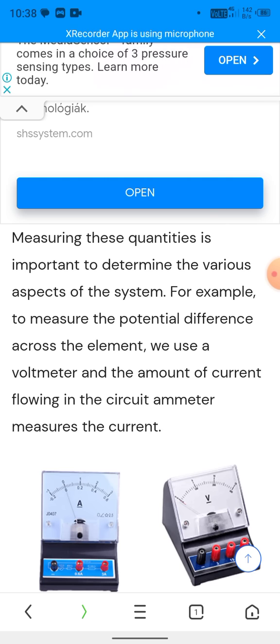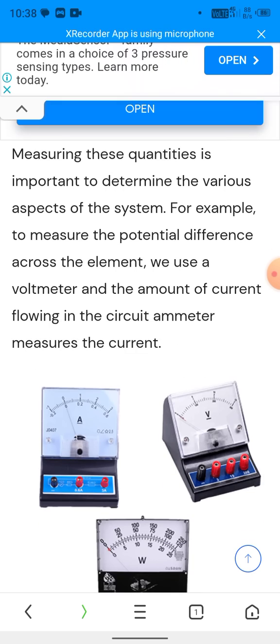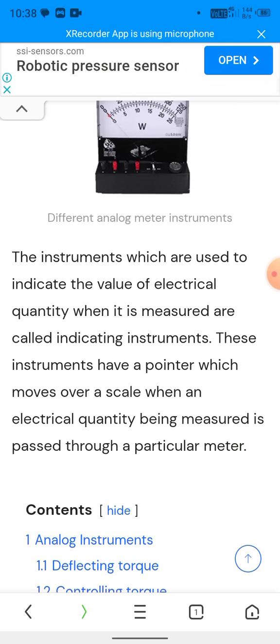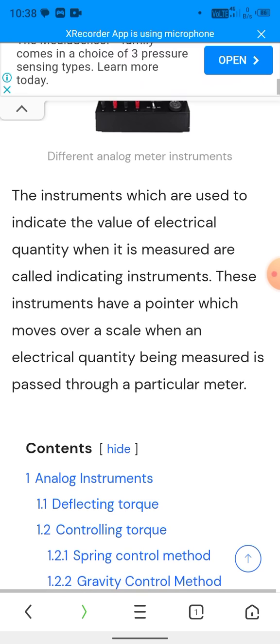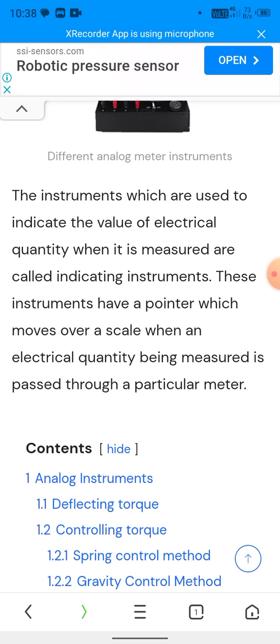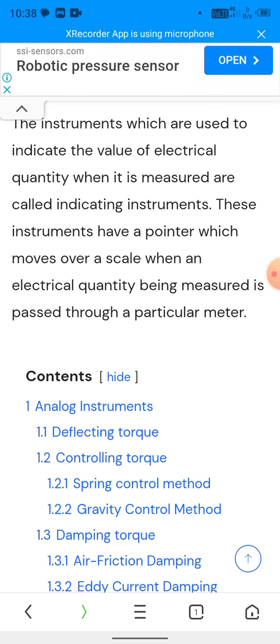For example, to measure the potential difference across an element, use a voltmeter, and to measure the amount of current flowing in the circuit, an ammeter measures the current. The instruments which are used to indicate the value of an electric quantity when it is measured are called indicating instruments. These instruments have a pointer which moves over a scale when the electric quantity being measured is passed through a particular meter.